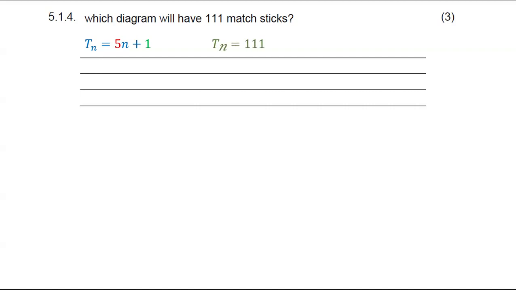Take the general term, and where there is Tn, you substitute 111. Now to solve for n, because n is the position or the diagram number, you will transpose the 1 to the left. You will have 111 minus 1 is equal to 5n. 111 minus 1 is 110. Then divide both sides by 5. You will have n is equal to 22. That's it.